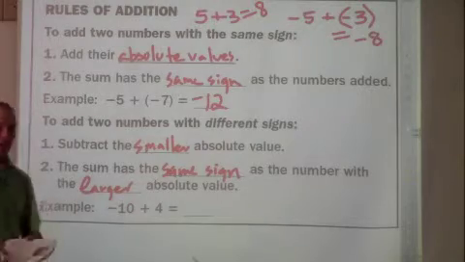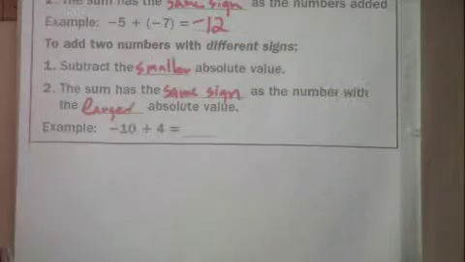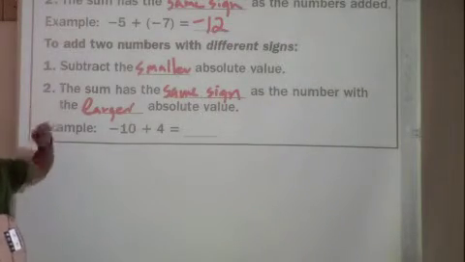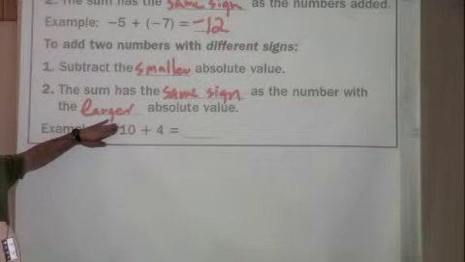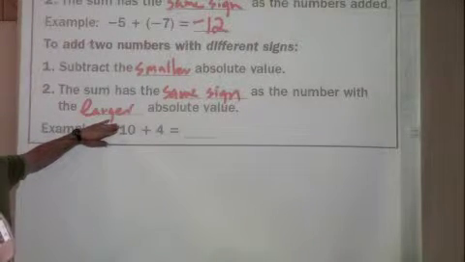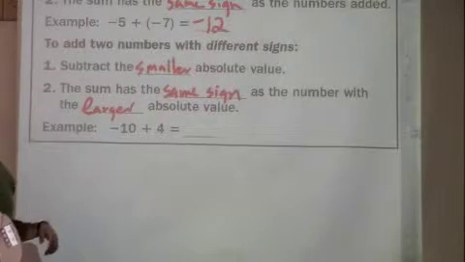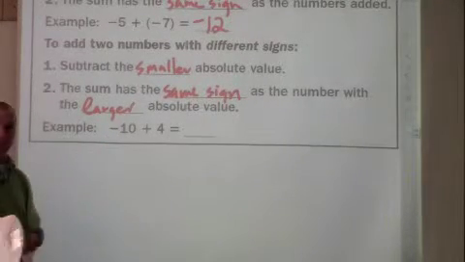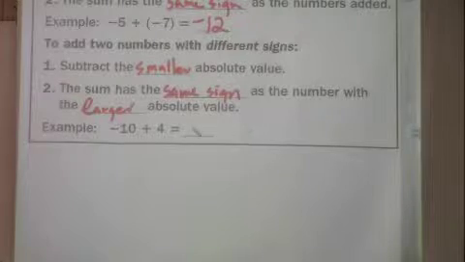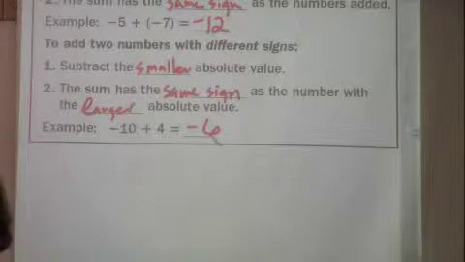Okay, let's put that idea into action here. You've got negative 10 plus 4. Forget about the negative. Which number is bigger? 10. Take the bigger number minus the smaller number. 10 minus 4 is 6. The bigger number wins. The bigger number was negative, so your answer is going to be negative 6.